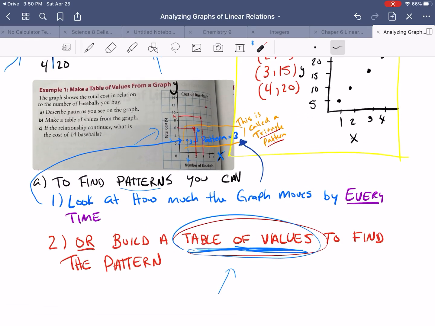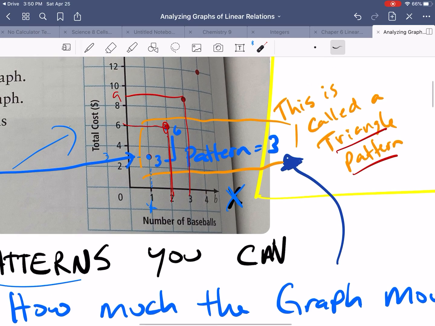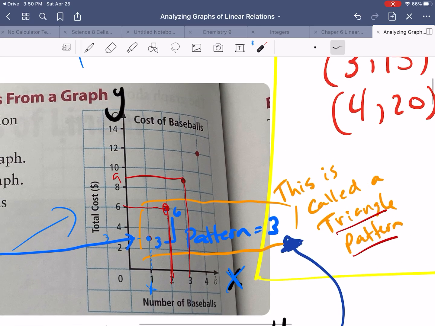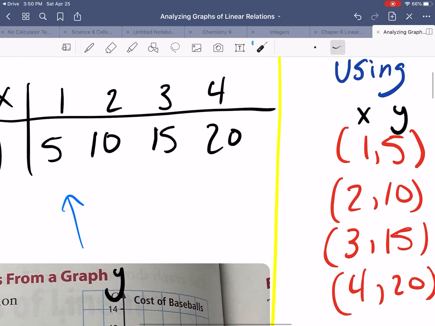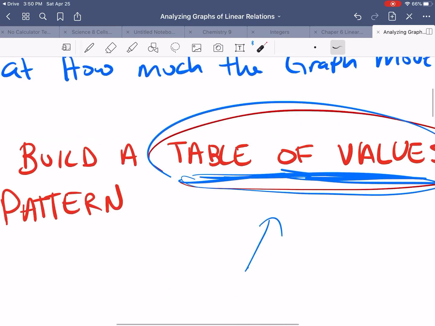So question C says, if the relationship continues, what is the cost of 14 baseballs? Okay, guys, I want to just mention here, we only went up to 4 baseballs. Can you imagine having to draw this whole graph out all the way to 14? It would be way out here, and your dots would go way, way, way up there. And so some people try to do that without understanding the math I'm about to tell you, but I'm going to tell you right now that's a brutal way to do it.